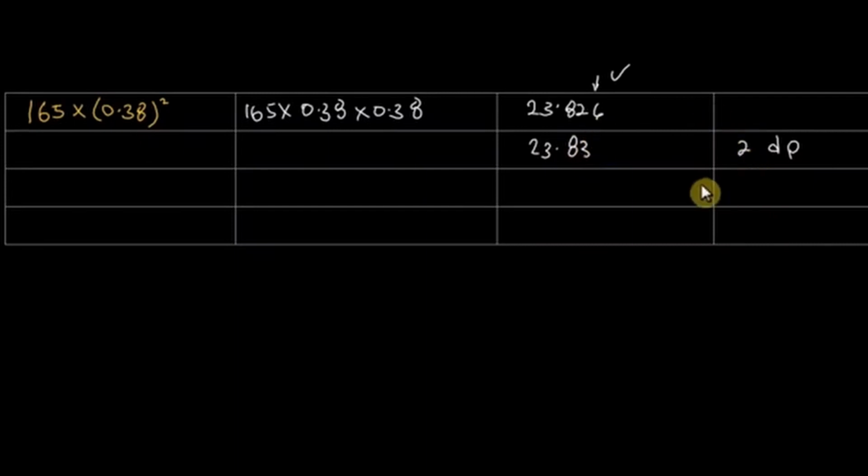Next, we're asked to convert this answer to three significant figures. So we have three significant figures, and 23.826 has 5 significant figures. We only need 3. So we look at the fourth digit and we see it's 2, so we can remain as 23.8 to 3 significant figures. And finally, to the nearest whole number, the answer would be 24.